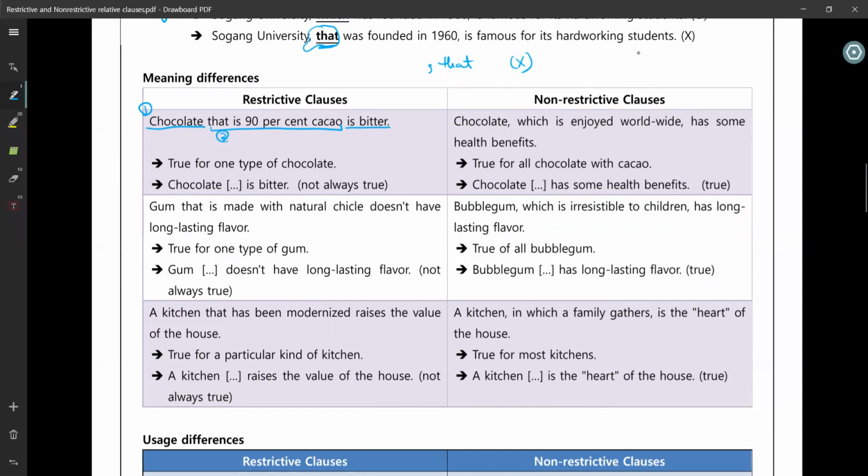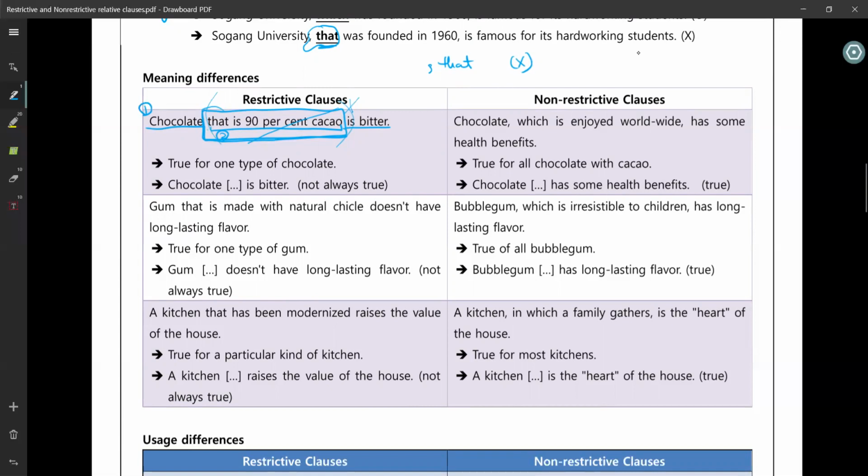Now let's say you just took this out. Then it says chocolate is bitter. Now, is this true? No, this is not always true. If you want to make this sentence true, then you have to identify what kind of chocolate you're specifically talking about. Okay, so this information inside here is absolutely necessary information. And this is why you do not use commas. We don't want to put this in parentheses because it is absolutely important information and we don't want our readers to skip this part.